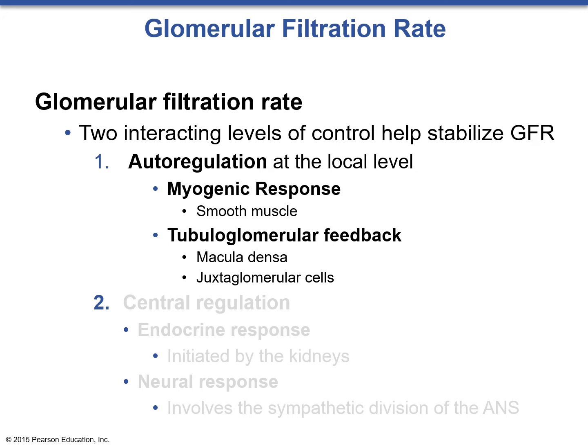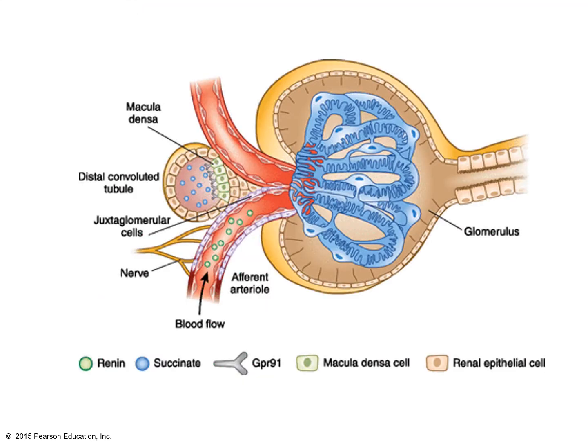The myogenic response is going to be smooth muscle-based, whereas tubuloglomerular feedback uses two mechanisms with respect to the macula densa and the juxtaglomerular cells. We'll discuss those now. When looking at local regulation of the glomerular filtration rate, we're going to start with the myogenic response. The myogenic response is a lot simpler than the tubuloglomerular feedback.